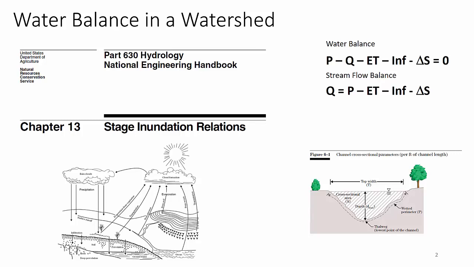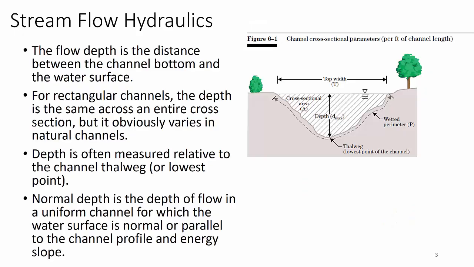Water is flowing through them, and the flow of water has similar processes. The flow depth is the distance between the channel bottom and the water surface. So this is pretty intuitive. That's how deep the water is. We measure at the deepest point, the Thalweg, which we discussed earlier, is the valley way in German. For rectangular channels, the depth is the same across an entire section because it's just a rectangle, it's a box. But it obviously varies in natural channels. Depth is often measured relative to the Thalweg or lowest point.